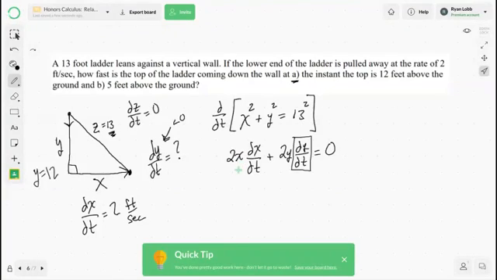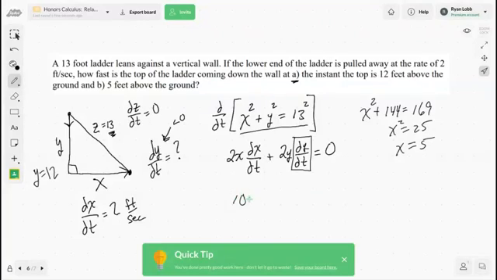You can find that by looking for anywhere else you see x. Up here: x squared plus y squared equals 13 squared. I know y is 12, so x squared plus 12 squared, 144, is equal to 13 squared, 169. X squared equals 25, so x equals 5. So I could find x. Now I plug in 2 times 5, 10, times dx/dt, 2 feet per second.